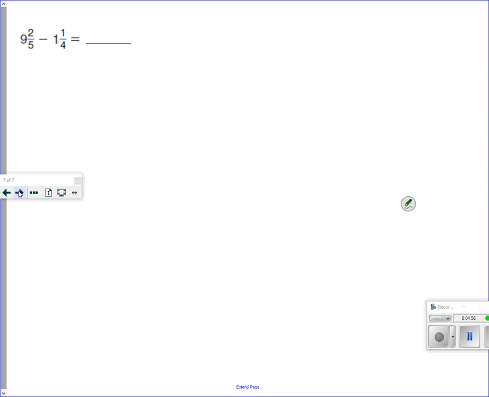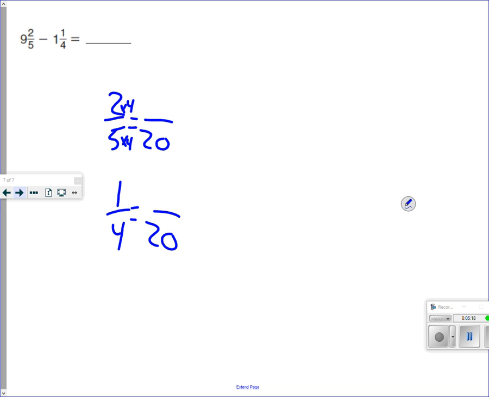Last problem of the day today. Doing some more subtracting. I have a 5 and a 4. I'm going to put them both into 20. So I'm changing 2/5 into twentieths and 1/4 into twentieths. Common denominators. That's the tough thing with subtracting. I think subtracting is the most work compared to multiplying, dividing, and adding. 5 times 4 is 20. 2 times 4 is 8. So this problem is written as 9 and 8/20 minus, 4 times 5 is 20, 1 times 5 is 5.